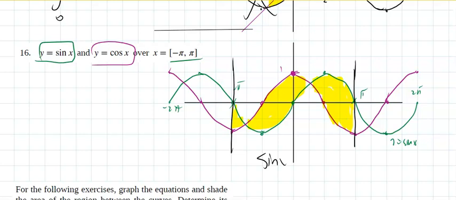Where does sine of x equal cosine of x? Well, think about it. The reference angle is pi over 4. Well, this is pi over 4. But also, in this quadrant, they're both equal, right? So here, sine is positive, cosine is negative, they can be equal. And here, cosine is positive, sine is negative, they can be equal. In quadrant 1, they're both positive, and in quadrant 3, they're both negative, so they're equal.